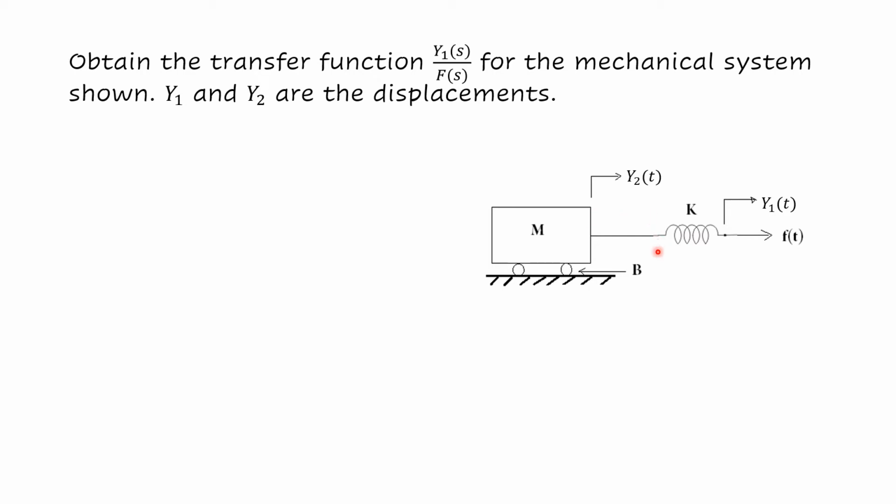This system is a translatory system with mass of the body as m, the damper b, the spring effect which is k, and the applied force F, due to which the two displacements y1 and y2 occur. In order to obtain the transfer function of the system, first we need the differential equations which govern this particular system.